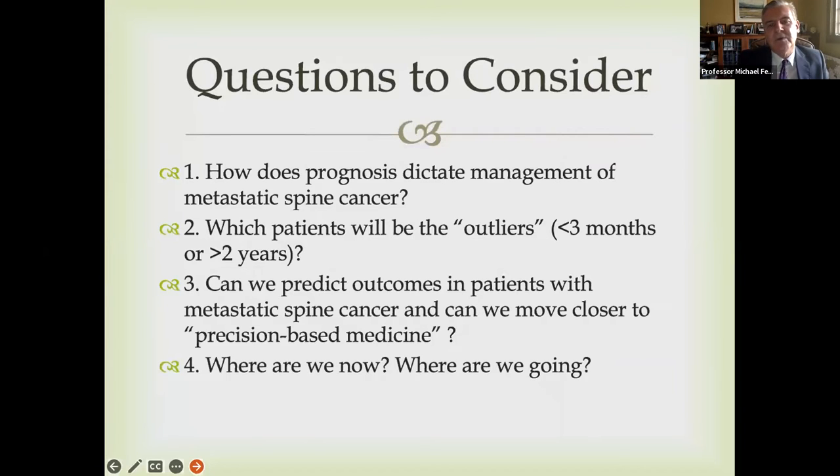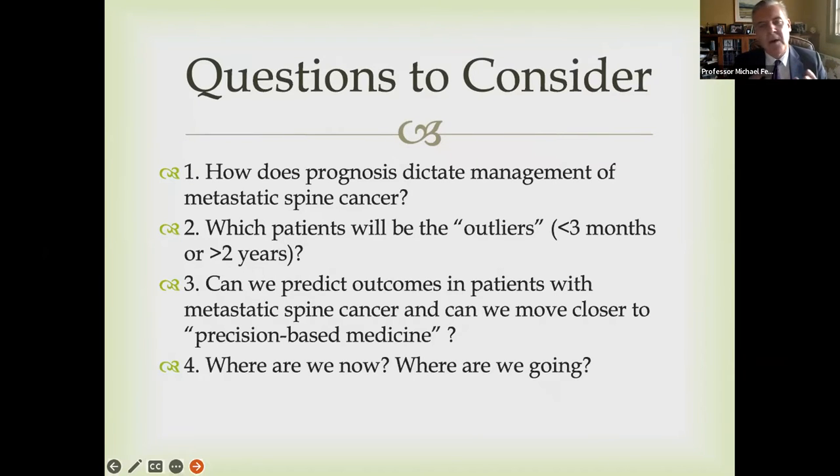So how does prognosis dictate the management of metastatic spine cancer? Which patients will be the outliers? So which ones have longer term survival, which we can define as greater than 2 years, but also which are the patients that have short term survival, less than 3 months? And then how can we predict these outcomes? And can we move closer to precision-based medicine?